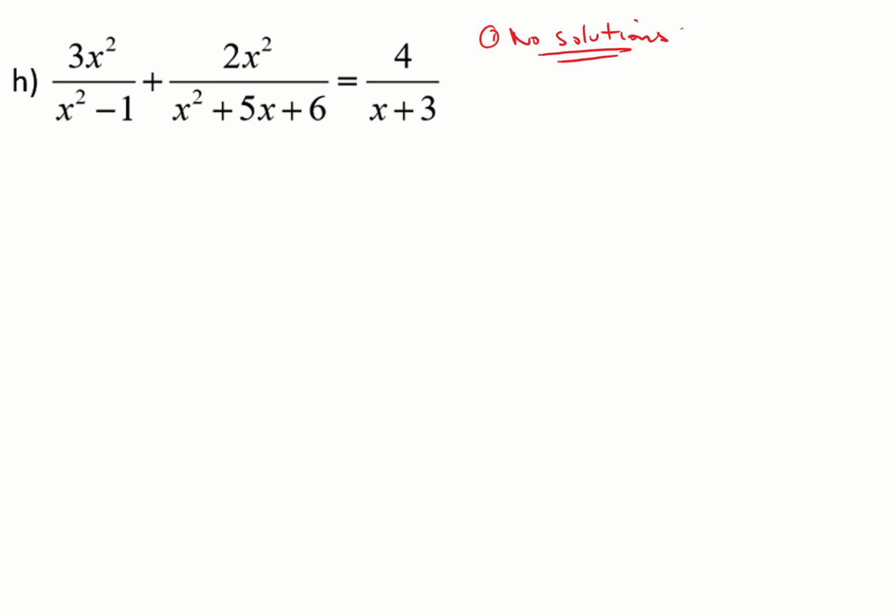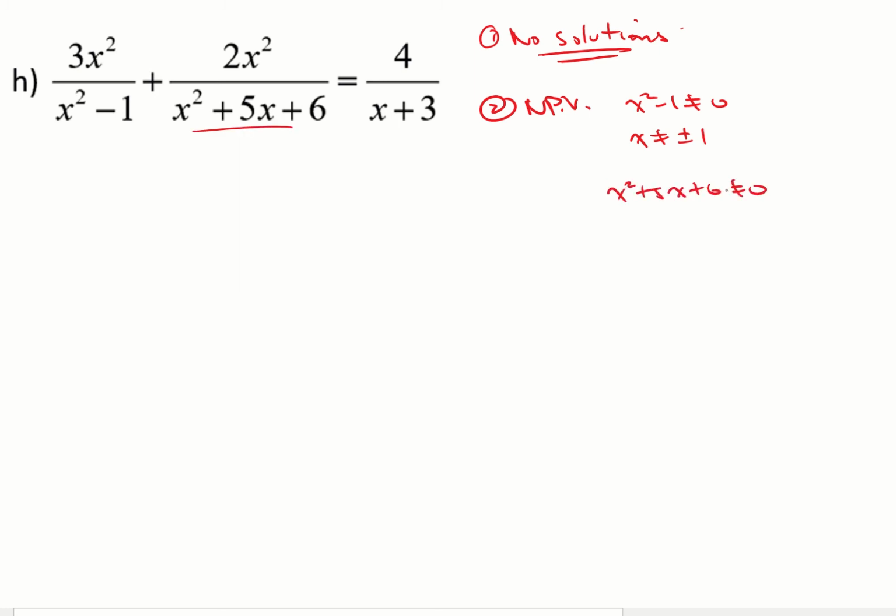Whenever you do these questions, the first thing you've got to do, let's call this step 2, is find your NPVs first. The NPV has really nothing to do with no solution, I just thought I'd do it for you. When you look for the NPVs, you look at the denominators. You're given that x squared minus 1 is an NPV, so that cannot be 0, so x cannot equal plus or minus 1. This one over here, you have x squared plus 5x plus 6 cannot equal 0. You factor this, you get x plus 2, x plus 3 cannot equal 0. So therefore x cannot equal negative 2 or negative 3. The last one is already covered.